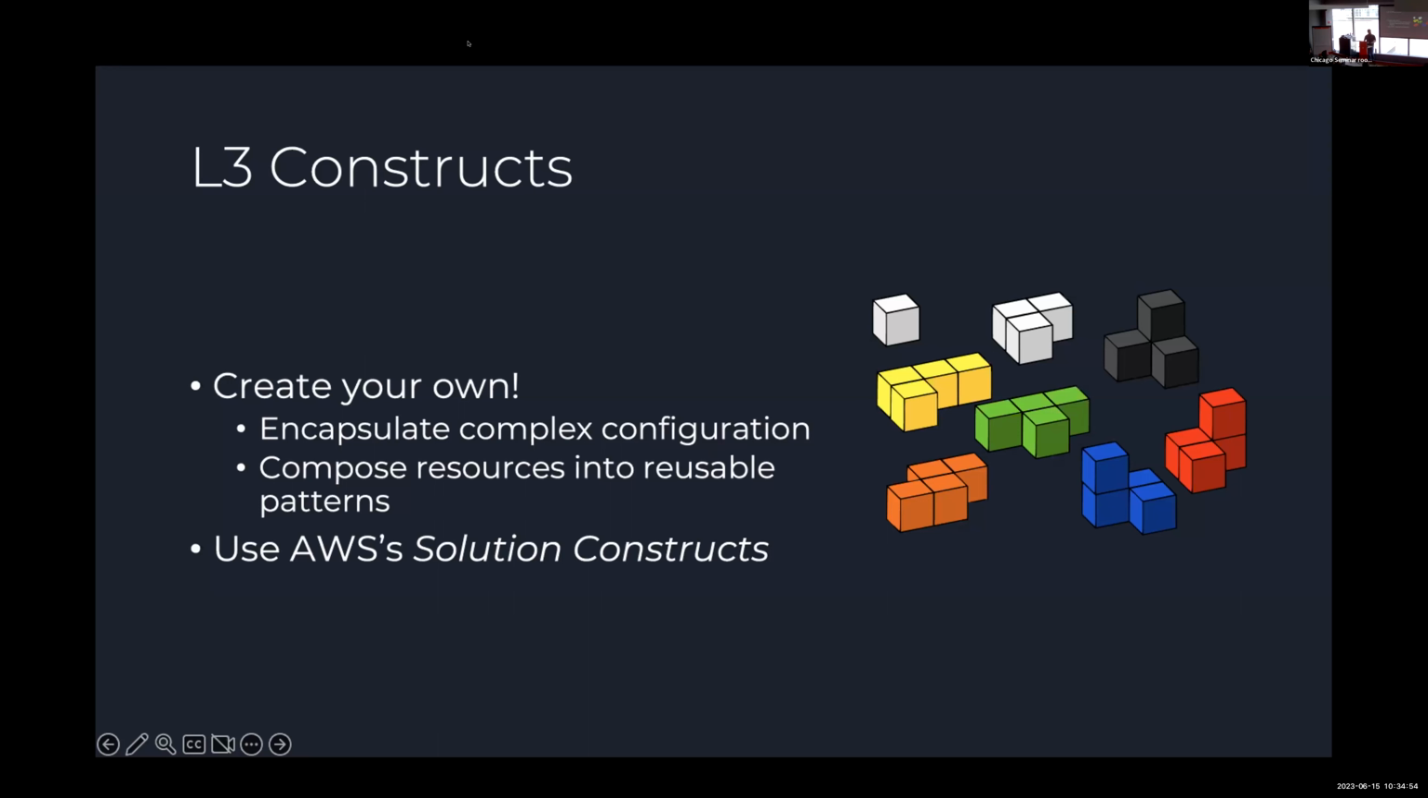AWS Solution Constructs is a collection that has a lot of common patterns that are already pre-built that you can make use of. For example, a lot of times if you're working with CloudFront and S3, you're going to be connecting the two, you're pulling static resources out. They already have a construct for that.